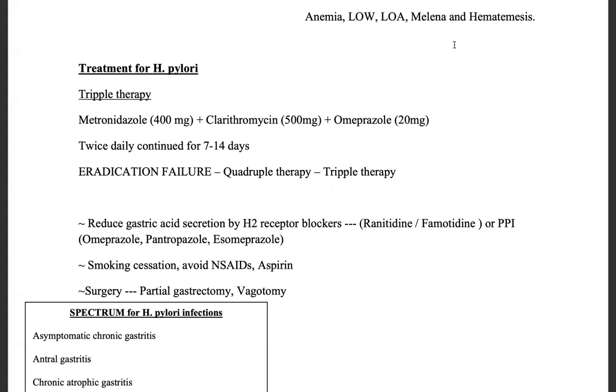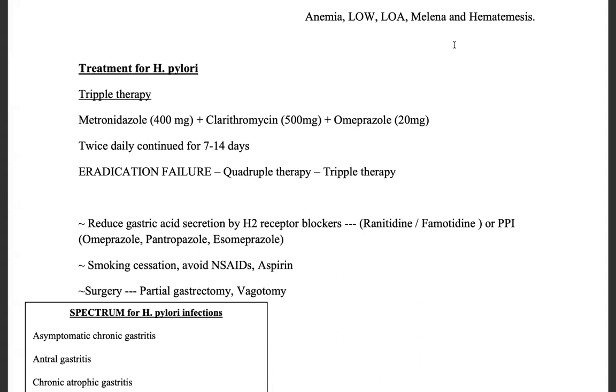And to reduce the gastric acid secretion, we use H2 receptor blockers. H2 receptors are certain receptors where you can block the histamine release. Okay, H2, where we can use ranitidine and famotidine. So those are H2 receptor blockers. Or you can use proton pump inhibitors like omeprazole, pantoprazole, esomeprazole. And it's very important for a patient who is coming with heartburn and these GORD signs of epigastric pain.